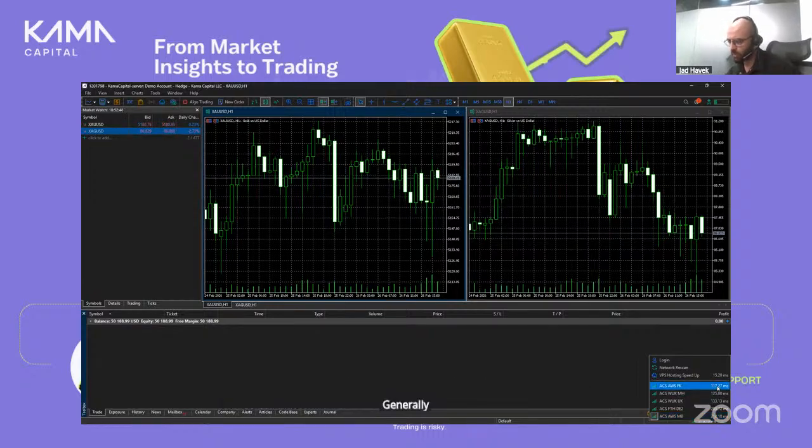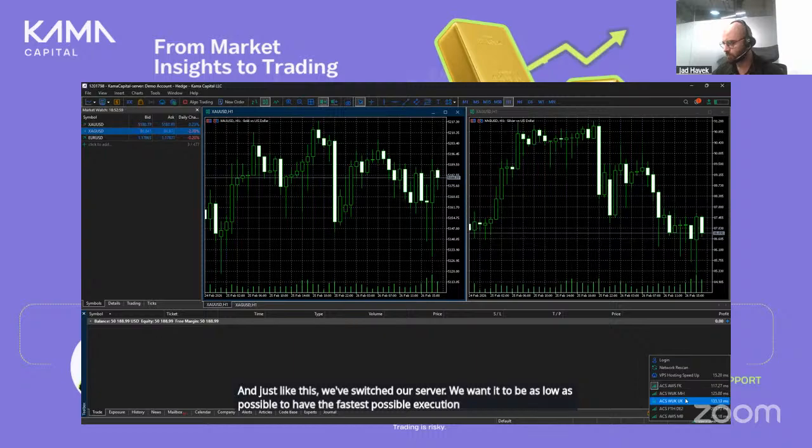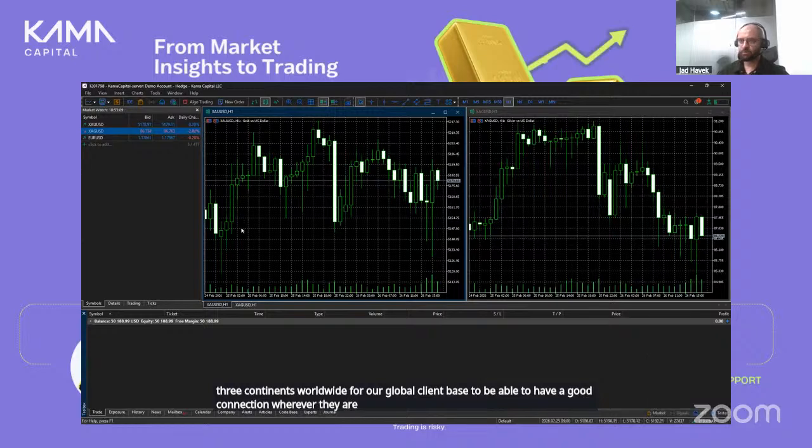Generally, the lower ping you have, the better it is. And just like this, we've switched our server. We want it to be as low as possible to have the fastest possible execution. We've set up our servers in 3 continents worldwide for our global client base to be able to have a good connection wherever they are in the world.